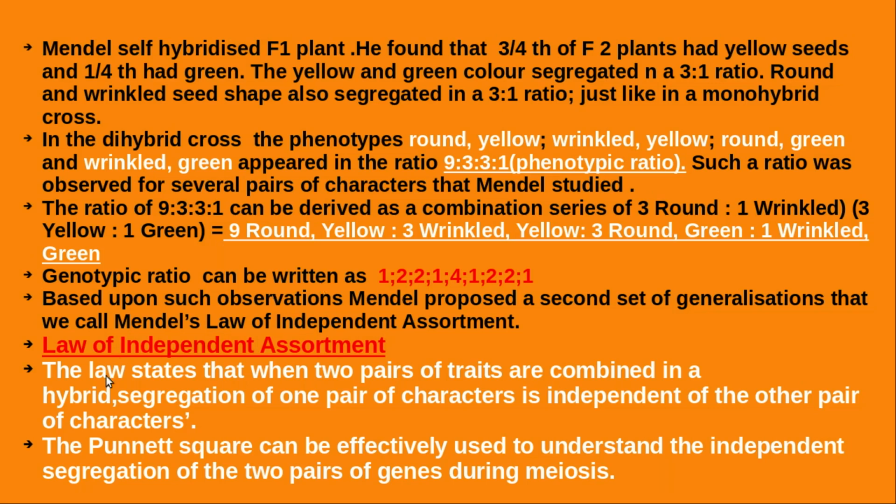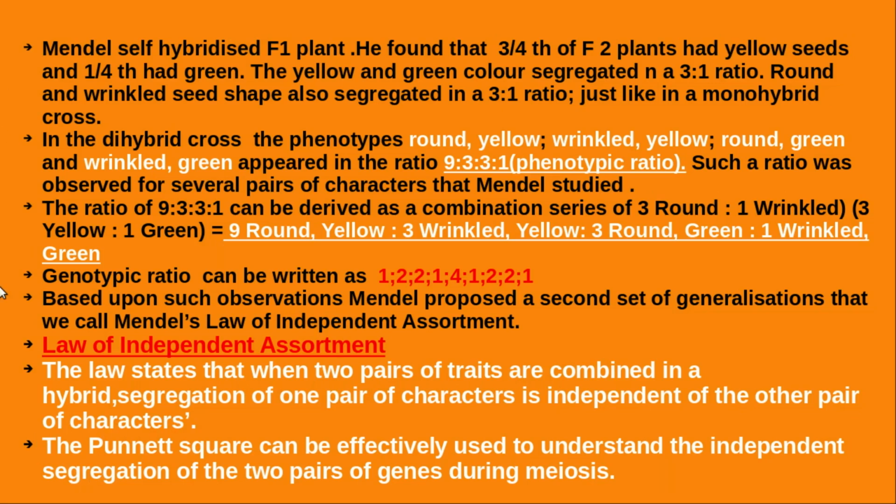Let us see what is the law of independent assortment. Law of independent assortment. The law states that when two pairs of traits are combined in a hybrid, segregation of one pair of characters is independent of the other pair of characters.